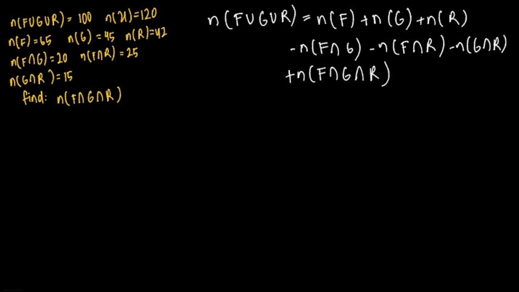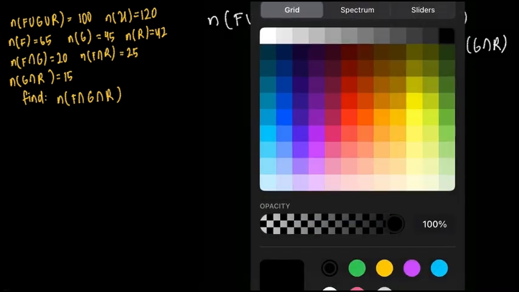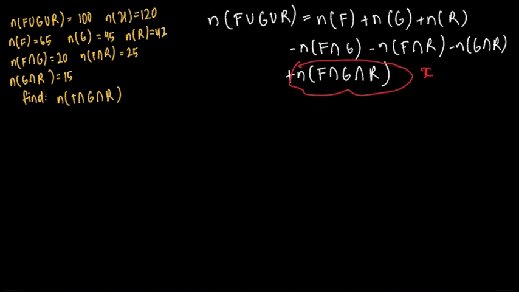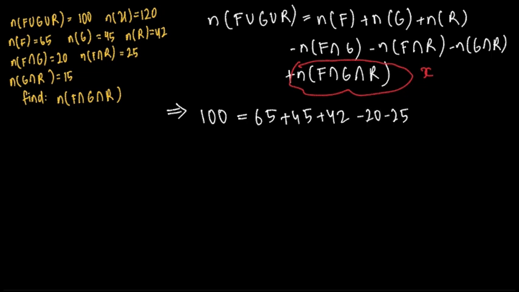Yeah. And this last little bit here is what we want to find. So I'm going to call that X. And we basically are given the rest of the information, so we can just substitute. So we're just substituting everything we already know or have been given.